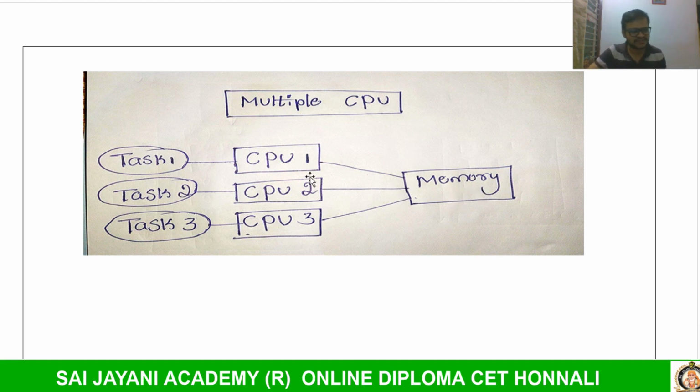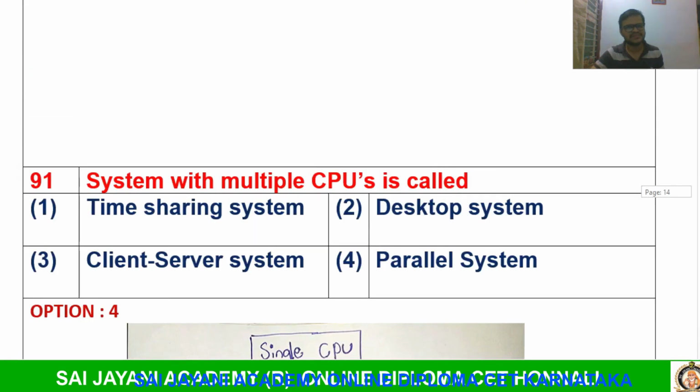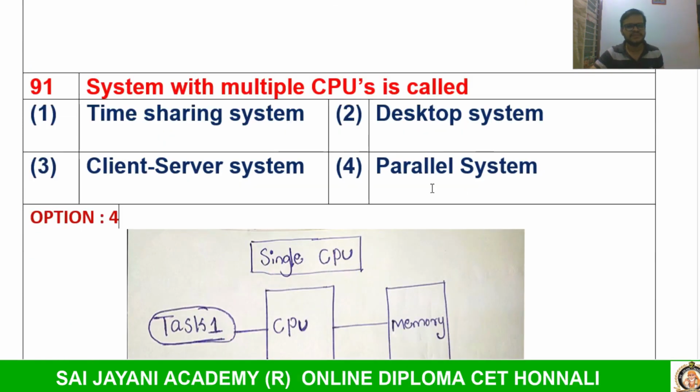In this example, CPU 1 can take task 1, CPU 2 takes task 2, similarly CPU 3 takes task 3 at a time, and these tasks are executed at a time by using the single memory. So here task 1, task 2 and task 3 are executed parallelly. So a system with multiple CPUs is called a parallel system.